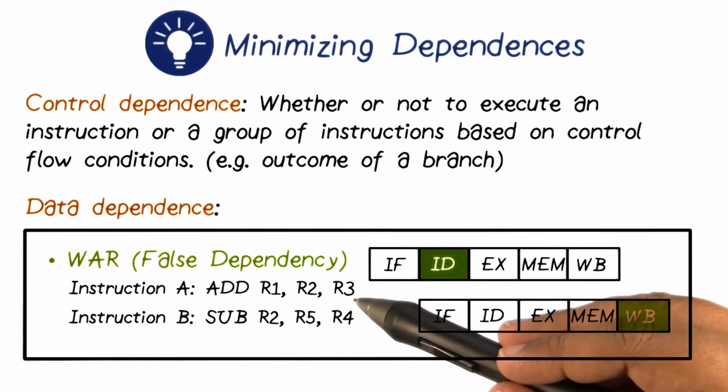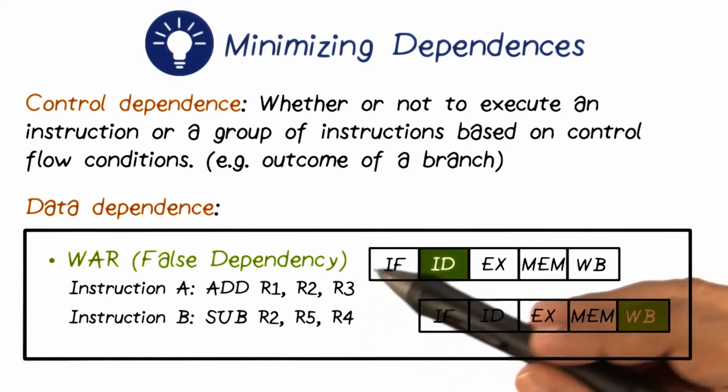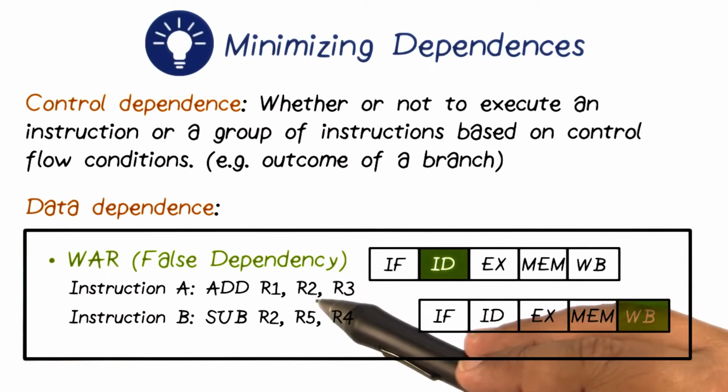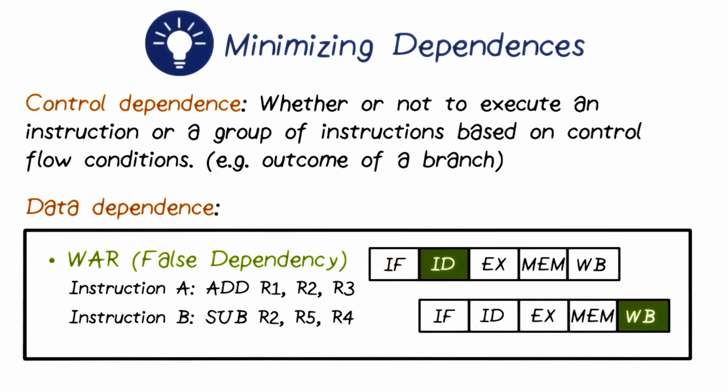Can you identify which register is being read so that it should not be overwritten? Obviously, as you can see here very clearly, that is register R2. Before R2 is read by instruction A, it cannot be overwritten by instruction B in the next cycle. And that means that A must complete before B can start.